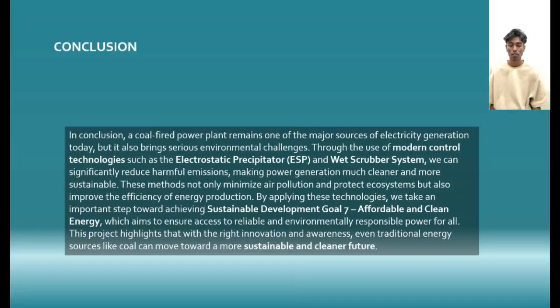So from this slide, we can say a coal-fired power plant remains one of the major sources of electricity generation today, but it also brings serious environmental challenges. Through the use of modern control technologies such as electrostatic precipitators, ESP, and wet scrubber systems, we can significantly reduce harmful emissions, making power generation much cleaner and more sustainable. These methods not only minimize air pollution and protect ecosystems, but also improve the efficiency of energy production.